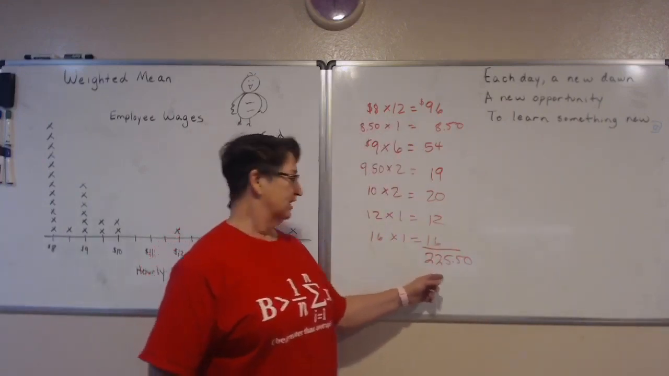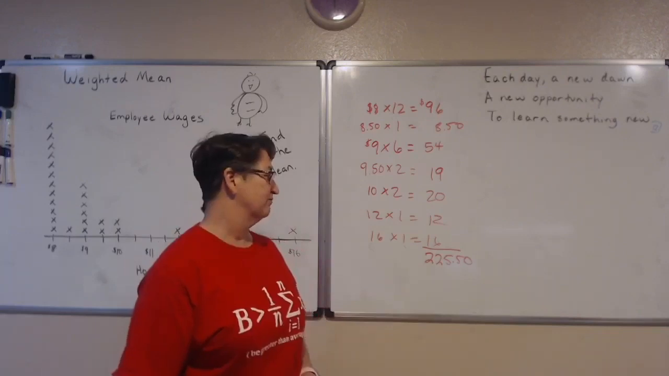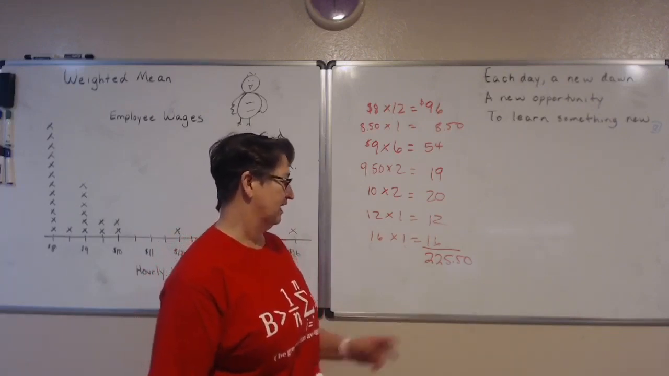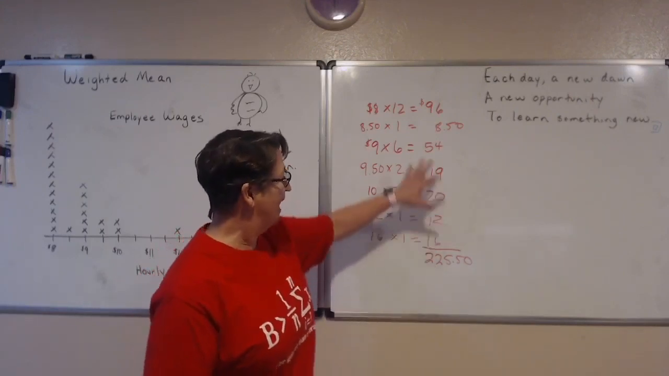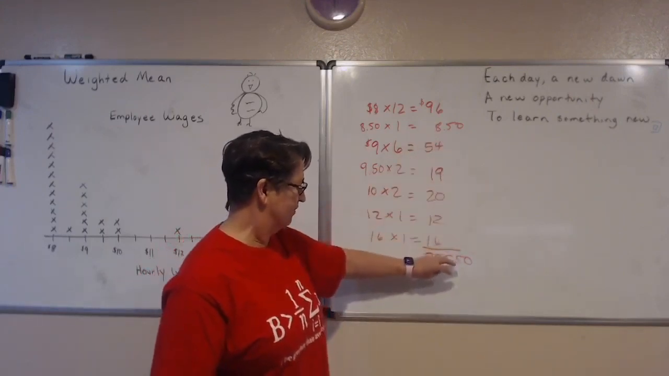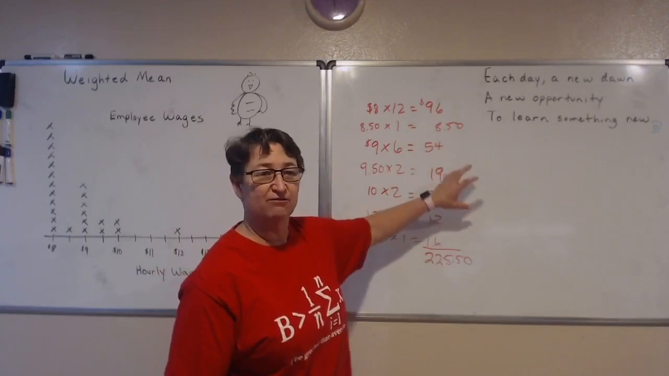So did the rest of y'all get this $225.50? Totally just trusting that. Sounds good. Now, the question is, what am I dividing that by? I've added that all up. And what am I going to divide that by?